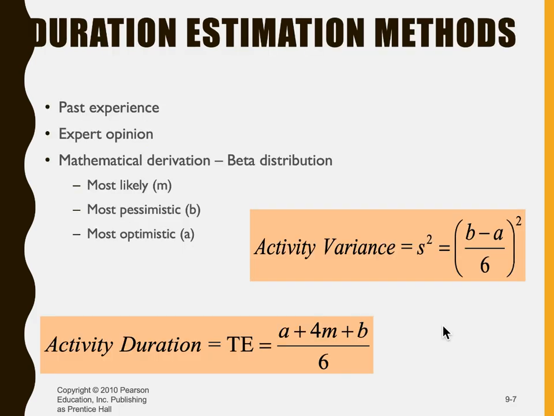Following on, we have duration. This is basically pretty much FYI. To estimate, the methods are from past experience. A project manager would have, for example, experience on past projects, and also opinion from experts. For the mathematical derivation, we have most likely, most pessimistic, and most optimistic. And you have activity variance, where all the elements are brought in together, and also duration.